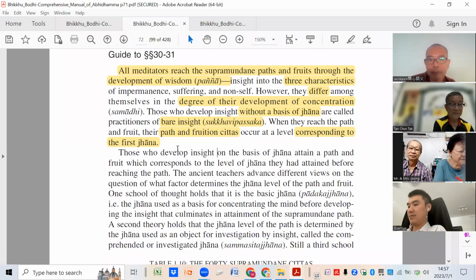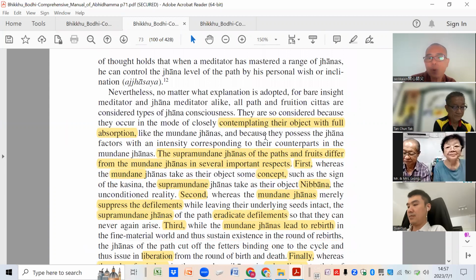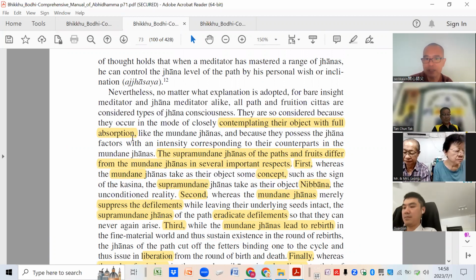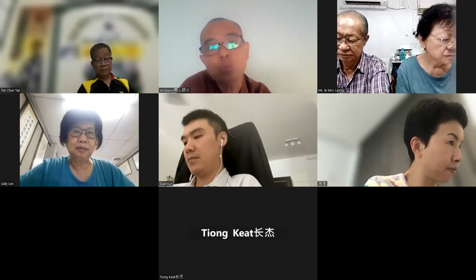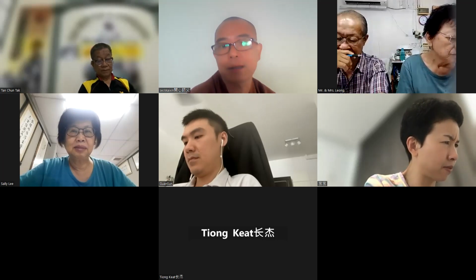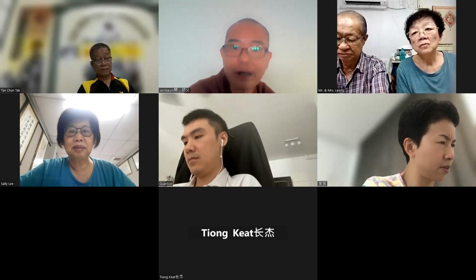Then the path and fruition correspond to the first jhana. Even though you are doing the dry vipassana, you contemplate the object with full absorption, see or not? So that's why you will still attain the first jhana the moment you attain nibbana. So no matter how dry you are, once you attain the supramundane, you must be in the first jhana. Always remember, you must be in the first jhana no matter how dry you are.